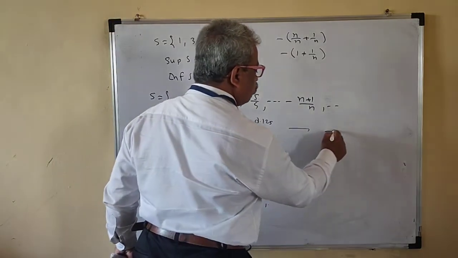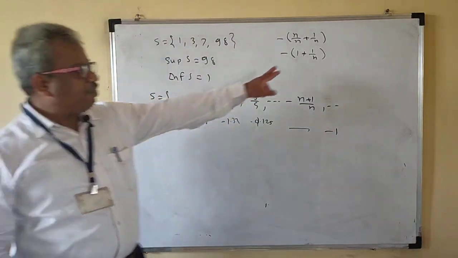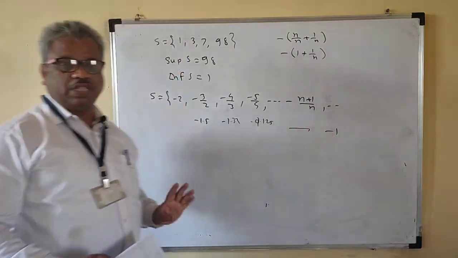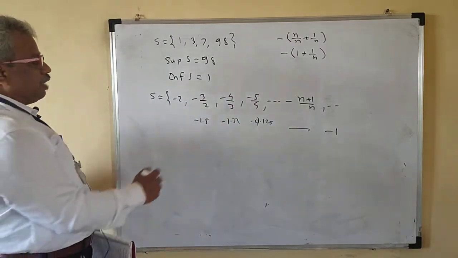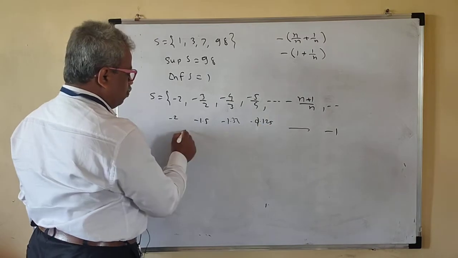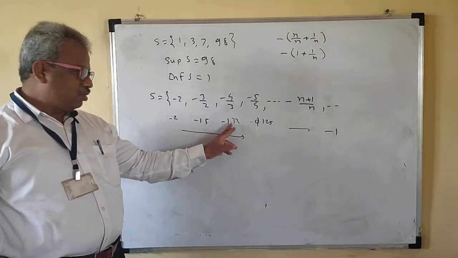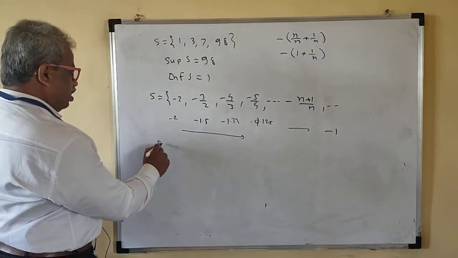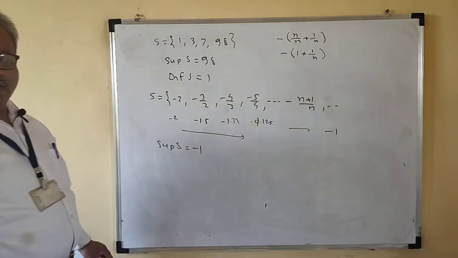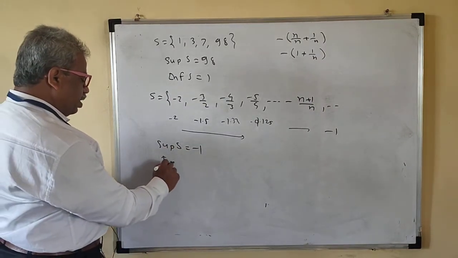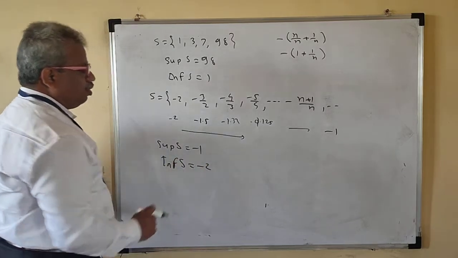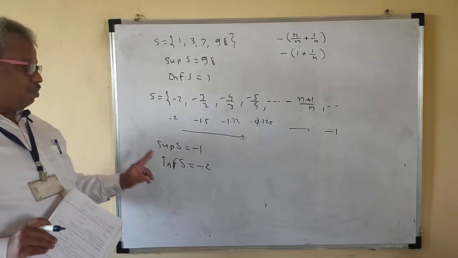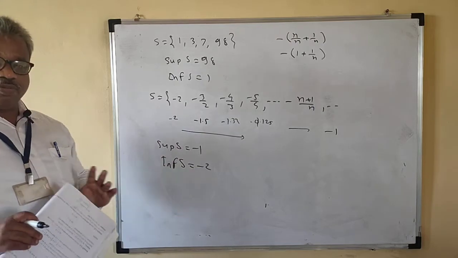So that means these terms go to minus 1, because if n is very large, then 1 by n will be 0. So this term tends to minus 1. All terms tend to minus 1. That means what? This is minus 2. This becomes greater and greater. So this term is greater than this term, and this term is greater than this term. It tends to minus 1. So what is here then? Your supremum of S is minus 1 and your infimum of S is minus 2, because minus 2 is smaller than minus 1. So this set is a bounded set, and supremum of S is minus 1, infimum of S is minus 2.